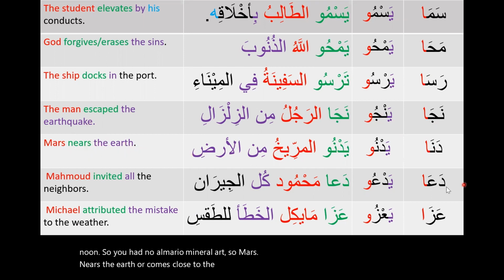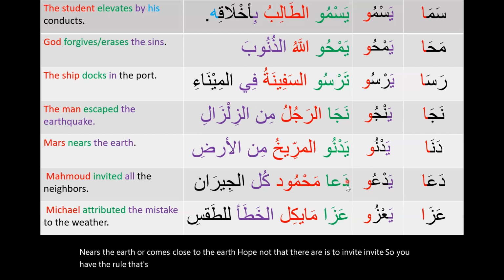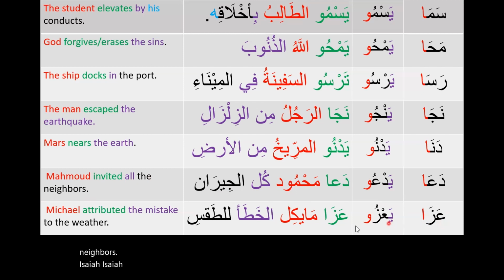Hope not. Da'a, da'a is to invite. So yad'u, that's the present tense. Da'a Mahmoud kull al-jiran. So Mahmoud invited all the neighbors. عزا, عزا to attribute. So عزا Michael الخطأ للطقس. So Michael attributed the mistake to the weather.